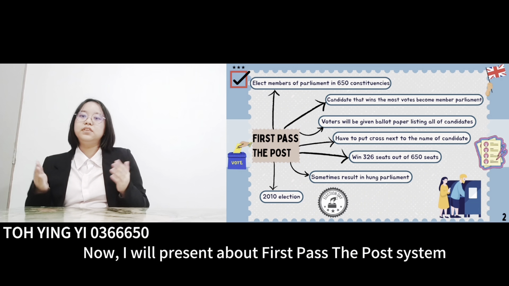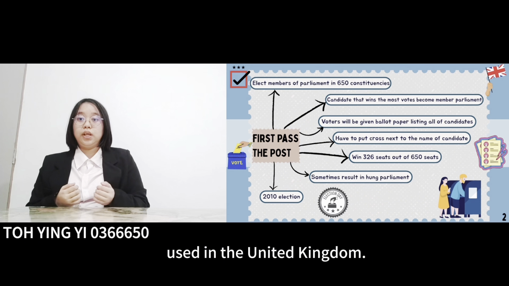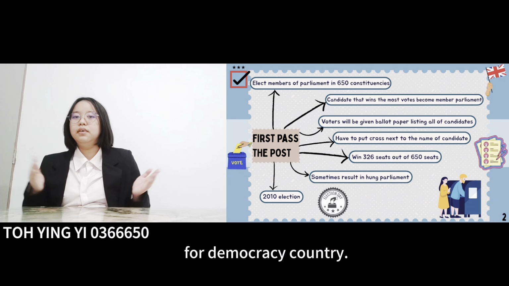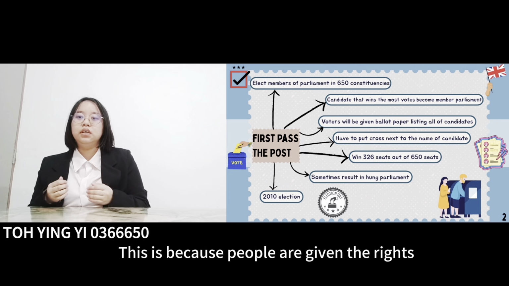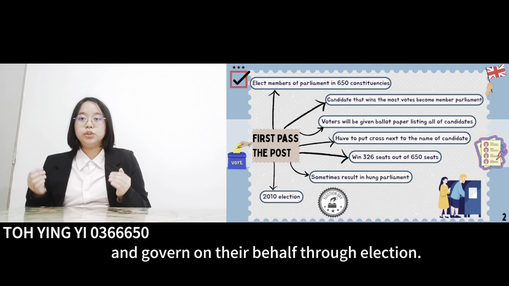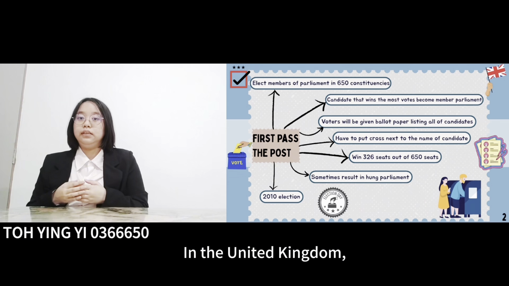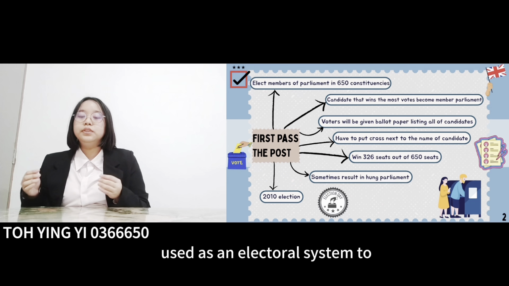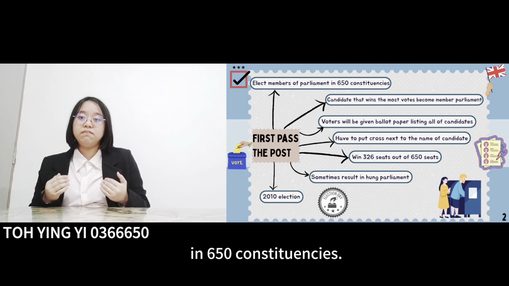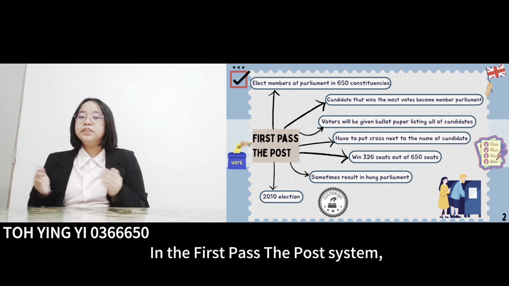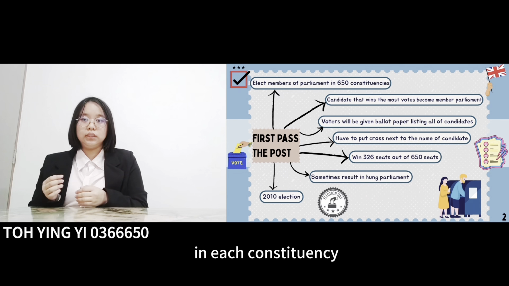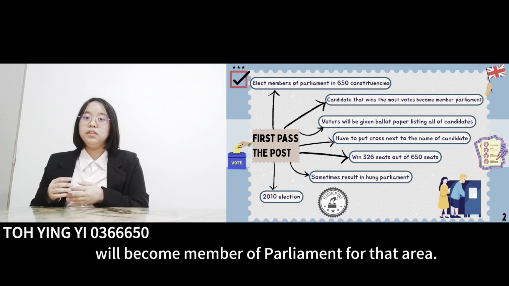Now, I'll present about the first past the post system used in the United Kingdom. Election is the fundamental part of a democratic country. This is because people are given the right to choose representatives to represent them and govern on their behalf through election. In the United Kingdom, first past the post is used as an electoral system to elect members of parliament in 650 constituencies. In the first past the post system, the candidate that wins the most votes in each constituency will become member of parliament for that area.